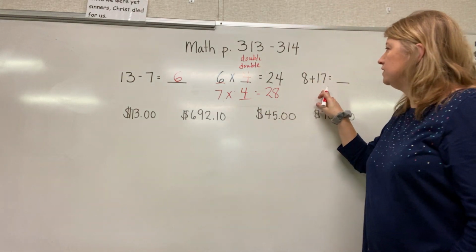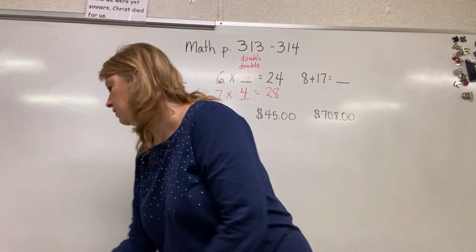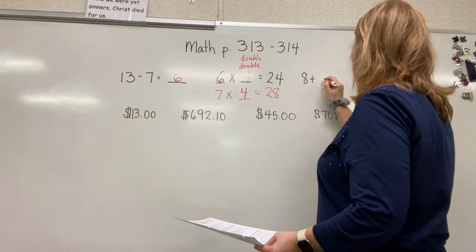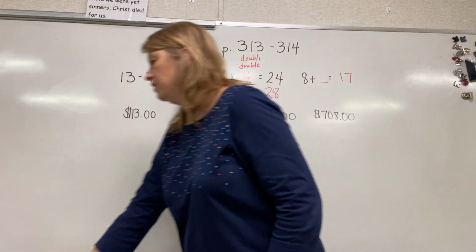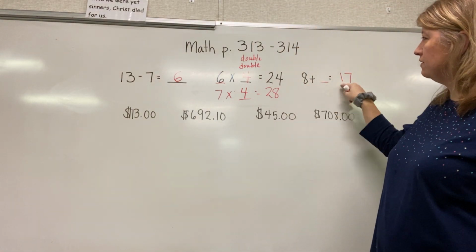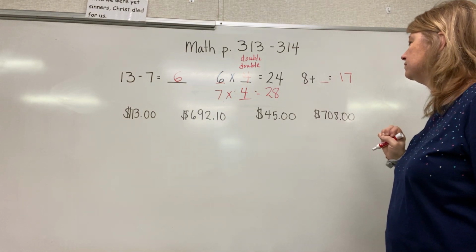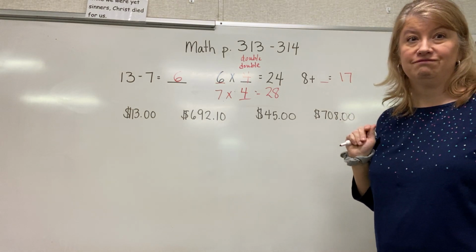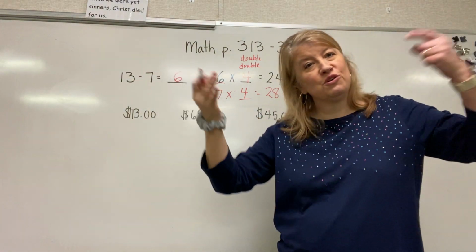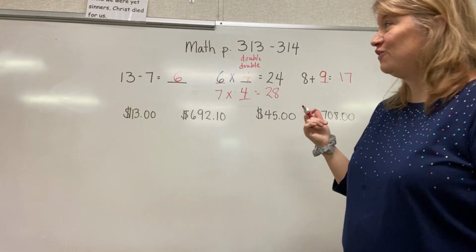Okay, now the next one is 8 plus 17. Let me make sure that's right. Did I copy that wrong? No? Yes, I did. 8 plus what equals 17? We can easily do 17 minus 8. 17 minus 8 would be what? 17 minus 8. 9. So I hope you answered it correctly.